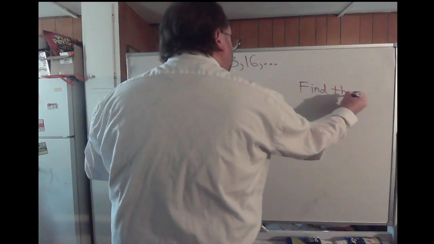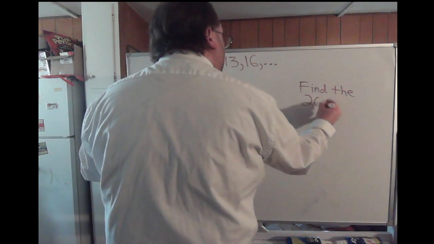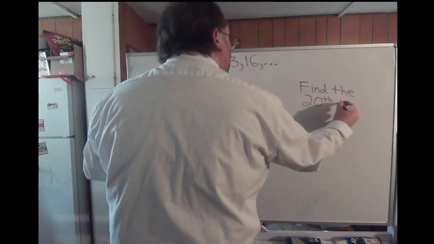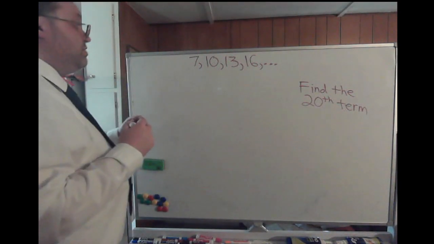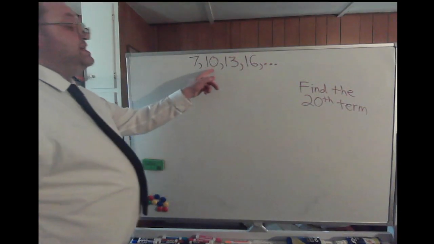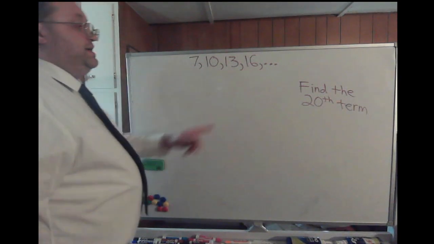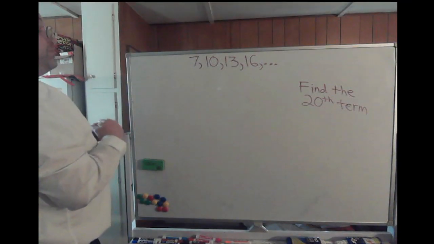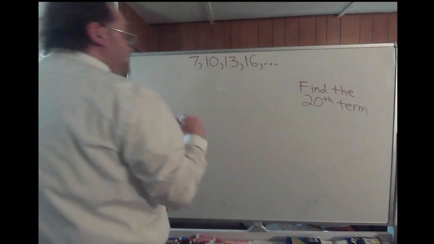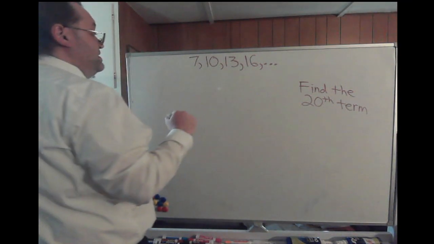Find the 20th term. So you've got an arithmetic sequence here: 7, 10, 13, and 16. They want you to find the 20th term. First things first, figure out what the common difference between each term is.